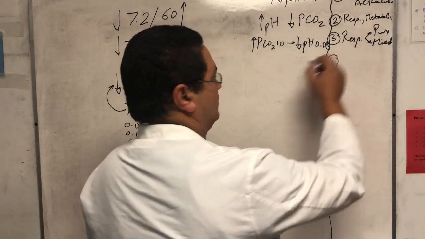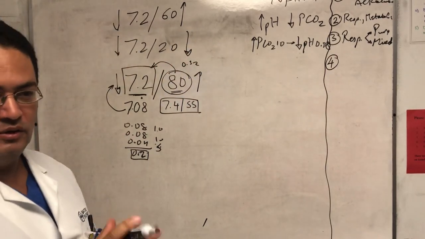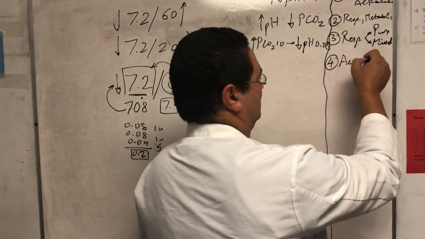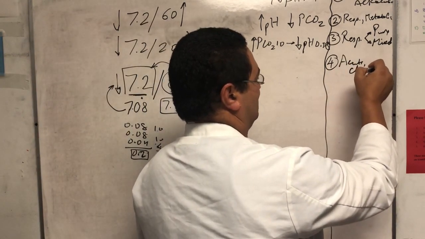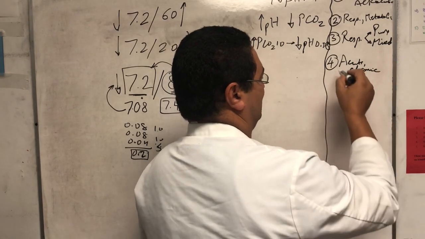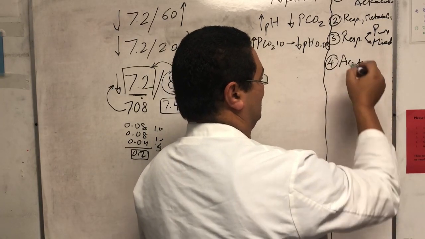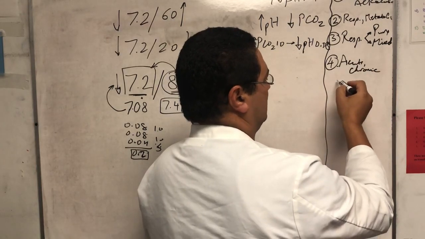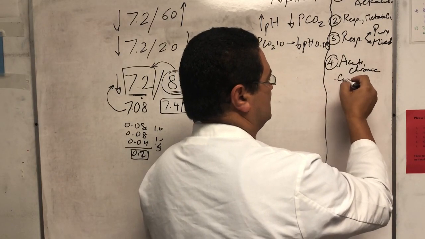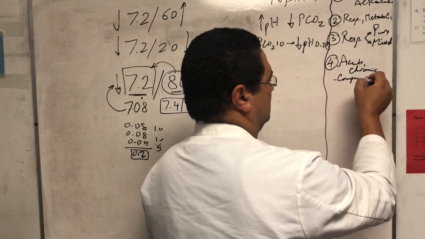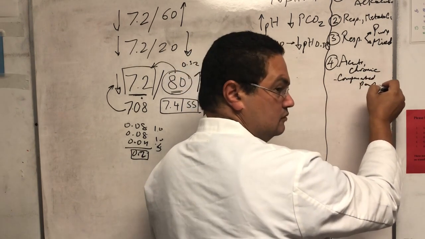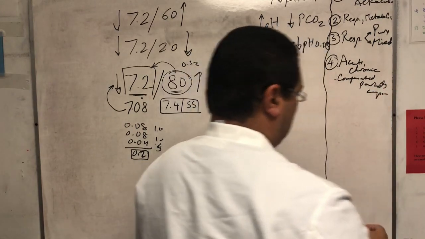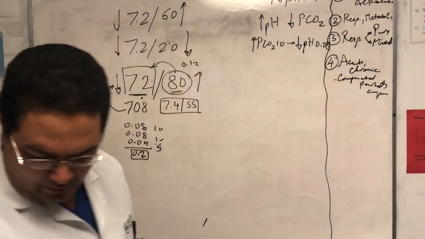Number 4, that's the one that you guys have been waiting for the whole time: acute or chronic. Well, at least that's the one that people come primed to think about. Acute or chronic, compensated or partially compensated, and all of these things, right? So I'll tell you one thing about that.